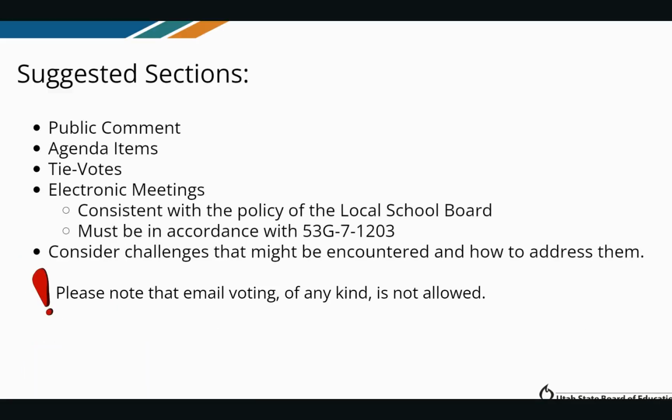Some suggestions for other sections to include in the rules of order and procedure are public comment. How will public comments work in your meeting? Adding items to the agenda. What is the process for that? Tie votes. What will you do when there is a tie vote? Will you flip a coin as suggested in Robert's Rules? Or will a tie vote be noticed as a lost vote?